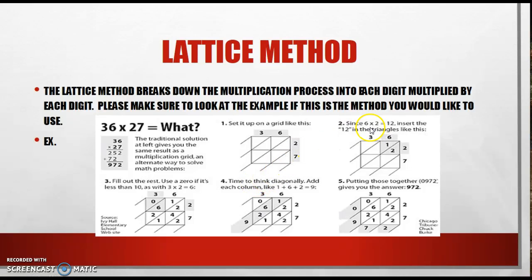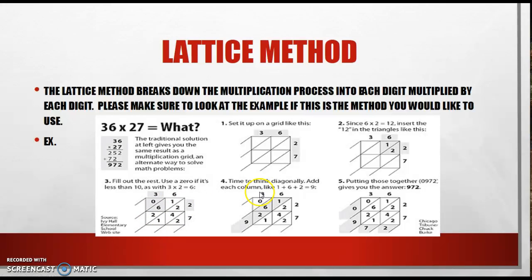And then the first thing we would do is 6 times 2 equals 12. So right here, 6 times 2 is 12. So we put the 1 in this section and the 2 here to get 12. The third step would be then to do the rest of the problem. So we would have 3 times 2, which is 6, and we'd put the 0 in this box. Then we would do 6 times 7, which is 42, so you have the 4 and the 2. And then 3 times 7, which is 21, so we have the 2 and we have the 1.